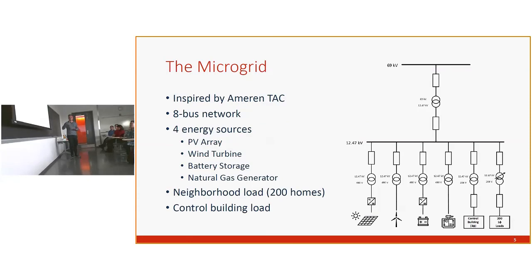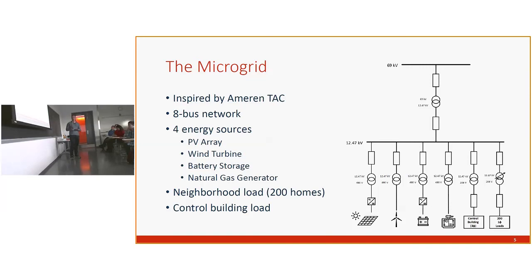So the microgrid itself, what is it? This is, again, inspired by the Ameren TAC. So what do we have? We have a 69 kV infinite bus in this model, which is the bulk grid. It comes through a modeled impedance down to a transformer here where it's stepped down to 12.47 kilovolts. Again, through an impedance down here to the substation at 12.47 kilovolts. We have 4 different energy sources in the system. We have a solar array, we have a wind turbine, we have some battery storage, and a natural gas generator. These are all generating at 480 volts, being stepped up to the 12.47 kilovolts.